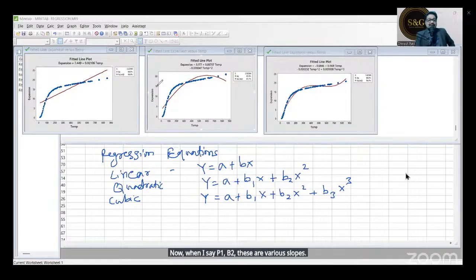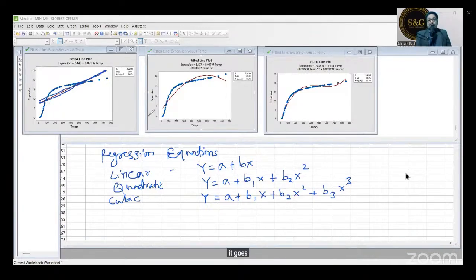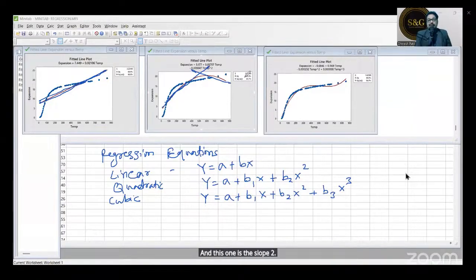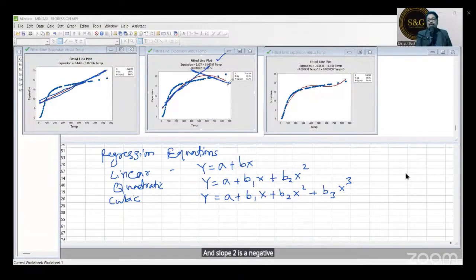Now, if you can see here, when it comes to the linear equation, there is only one slope, right? It goes like this. But for the curvature, there are multiple slopes. For example, here this one is slope 1 and this one is slope 2. If you observe closely, slope 1 is a positive slope which is going upwards, and slope 2 is a negative slope which is going downwards.